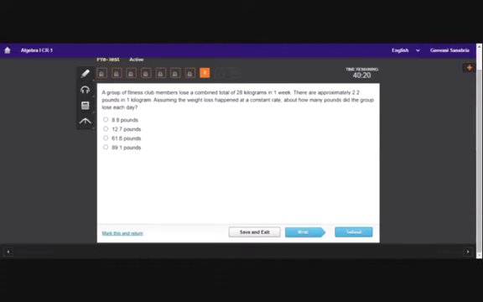It should be 28 times 2.2, because for every 1 kilogram, you get 2.2. So if you have 28 kilograms, that's 2.2 times 28. So 61.6. That's in 1 week, but it's asking how much did they lose each day.